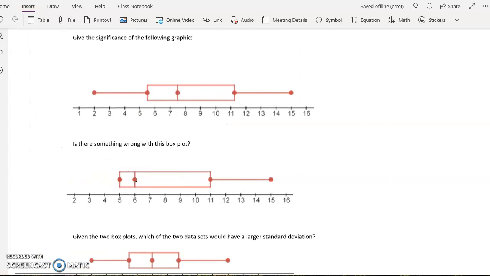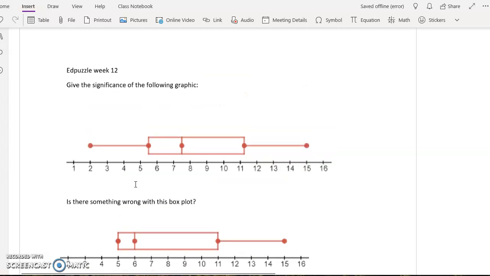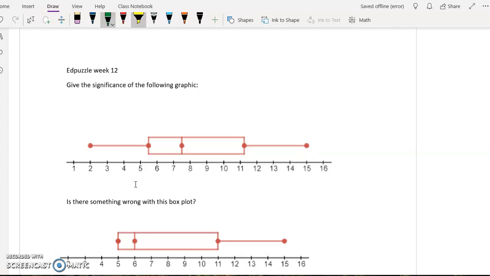Okay, I'd like to take a little bit of time to go a little bit deeper into box plots. We kind of touched on them a couple weeks ago in statistics, but I really want to take some time to go a little deeper with these. So let's look at this first one, and it just says give the significance of this graphic.